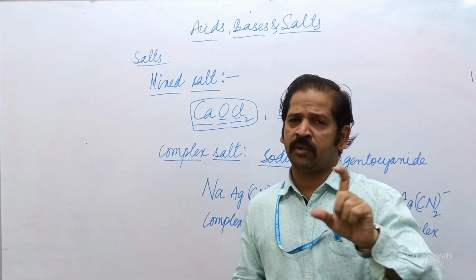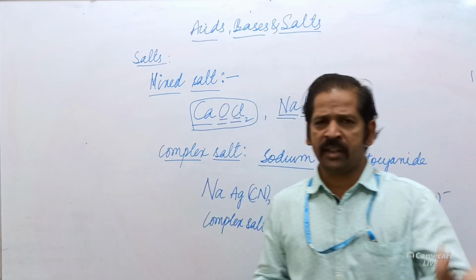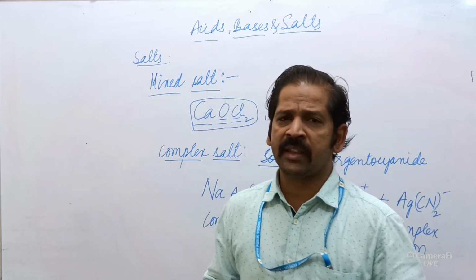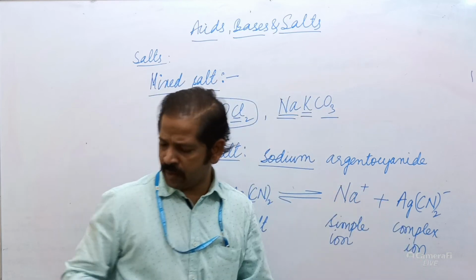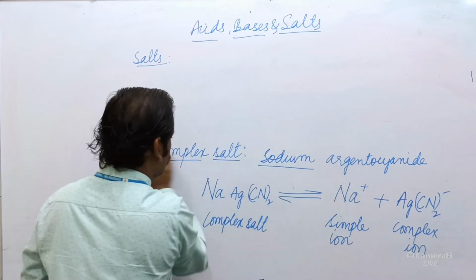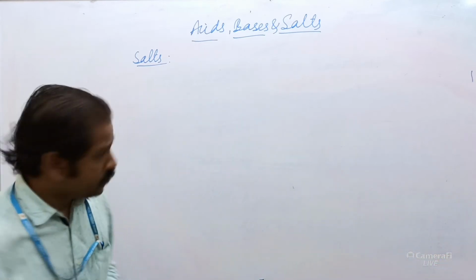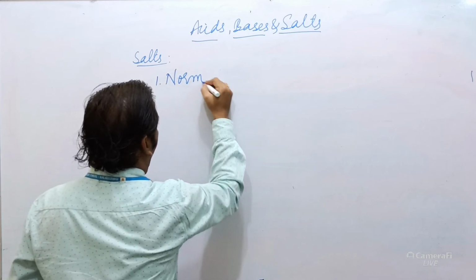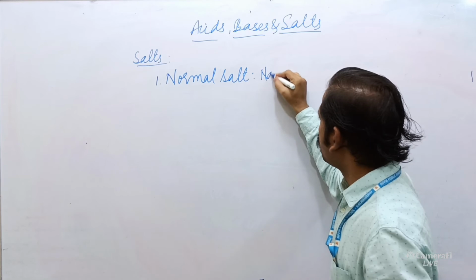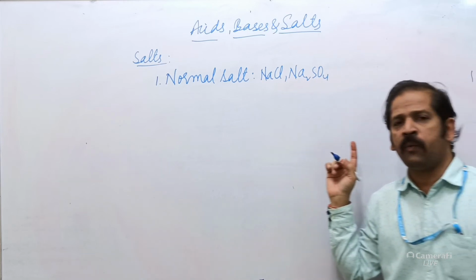The normal salt is formed through an acid and a base by a neutralization reaction, and it is called a normal salt. Sodium chloride and sodium sulfate are examples of normal salt. The first one is normal salt, for example sodium chloride or sodium sulfate.